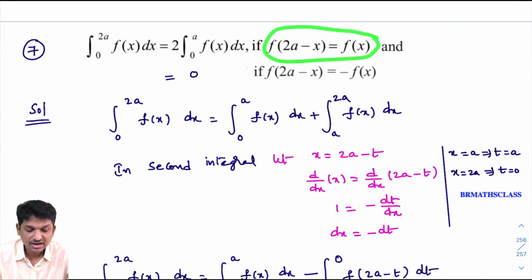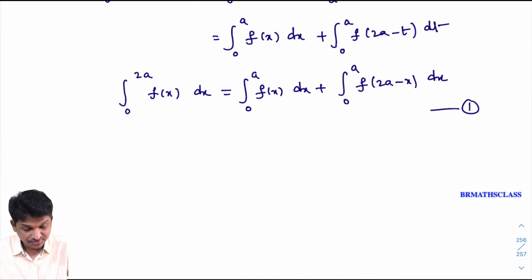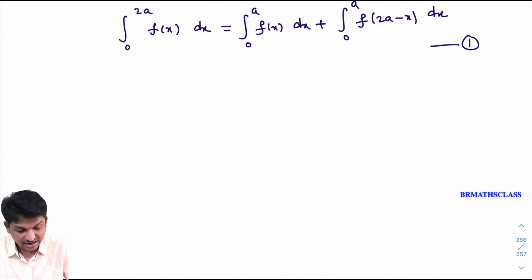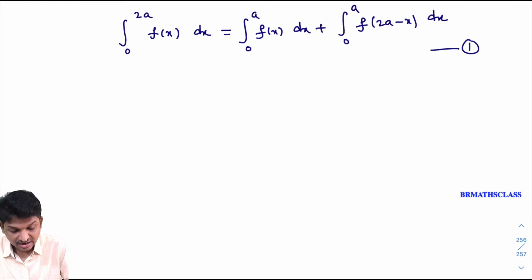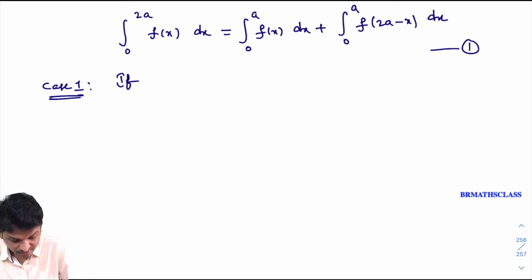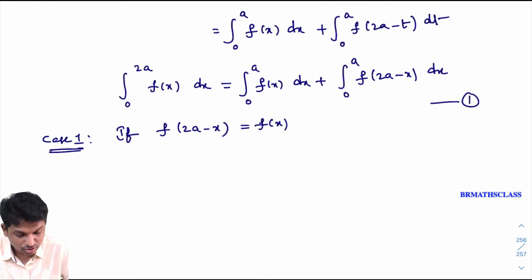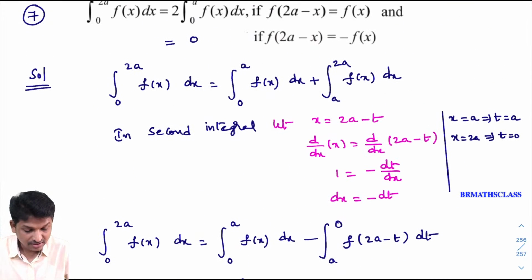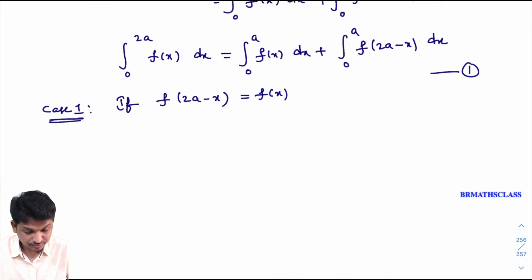First case, f of 2a minus x equal to f of x. Okay, I'll do this problem further. I will take here case 1. What is case 1? f of 2a minus x equal to f of x. This is there in the question only. Look here, f of 2a minus x equal to f of x. Okay, then what will happen?